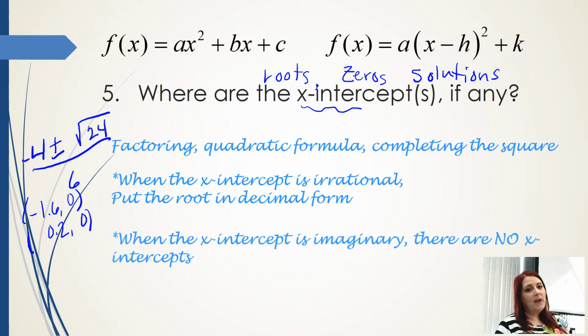Now, when the x-intercept is imaginary, that means there's no x-intercepts. So if I have a graph and this is my vertex and it opens up, it's going to go like this. It never crosses the x-axis. And so that's why its x-intercepts are imaginary, because they can't be graphed. Or if it's negative, the vertex is down here, something like that.